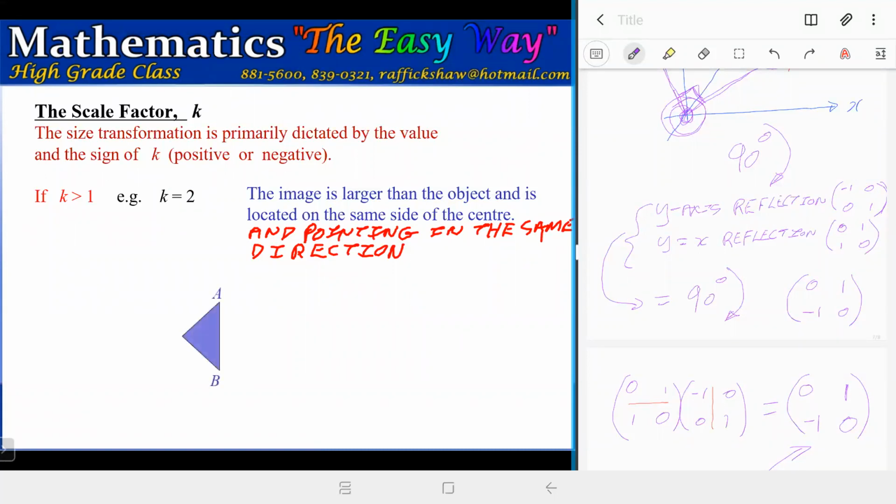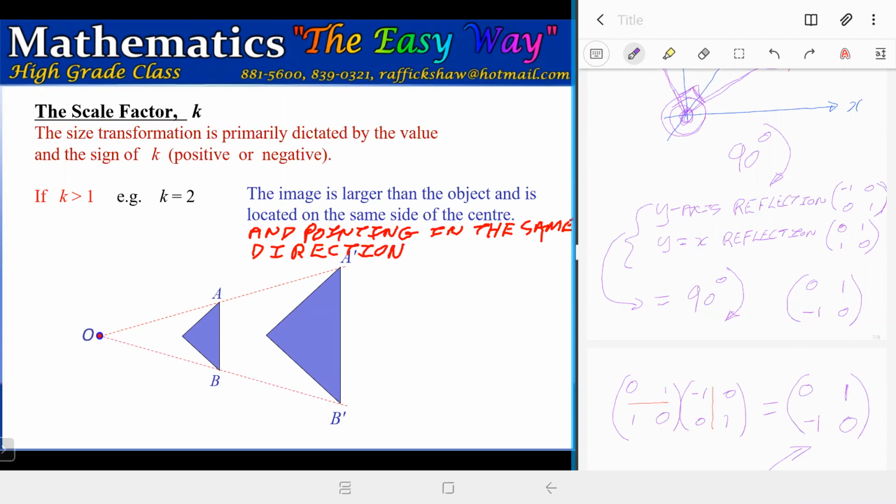So let's say I have that image and I apply a scale factor of 2. Then it means that my image is going to be twice as large. So how do I locate my center again? Join the corresponding points. So I join A and A prime, extend it. Join B and B prime and extend it. And so that's the center of my enlargement.